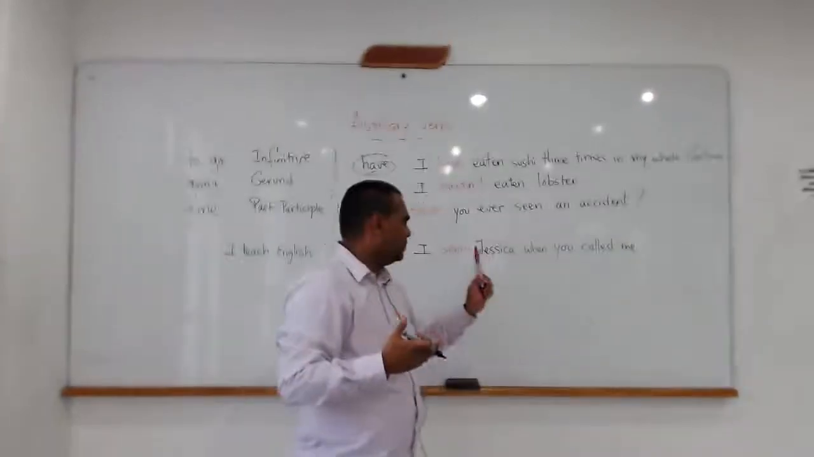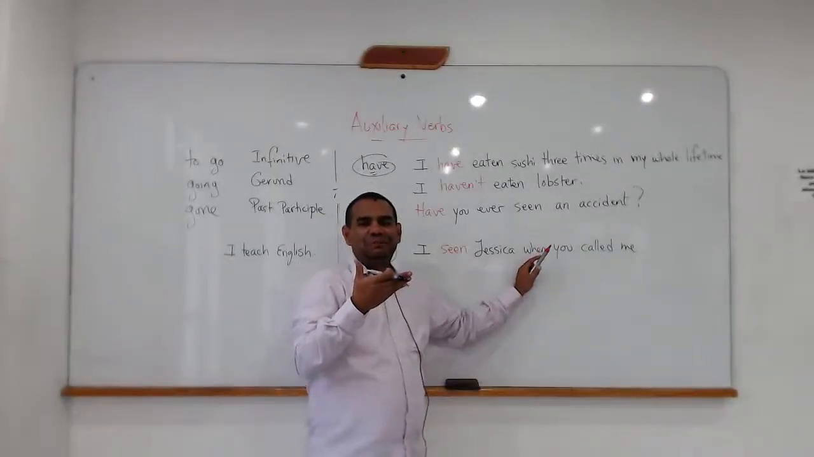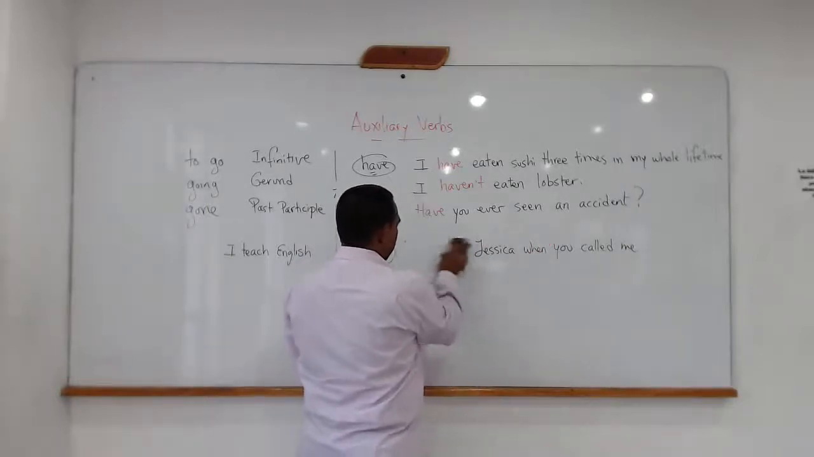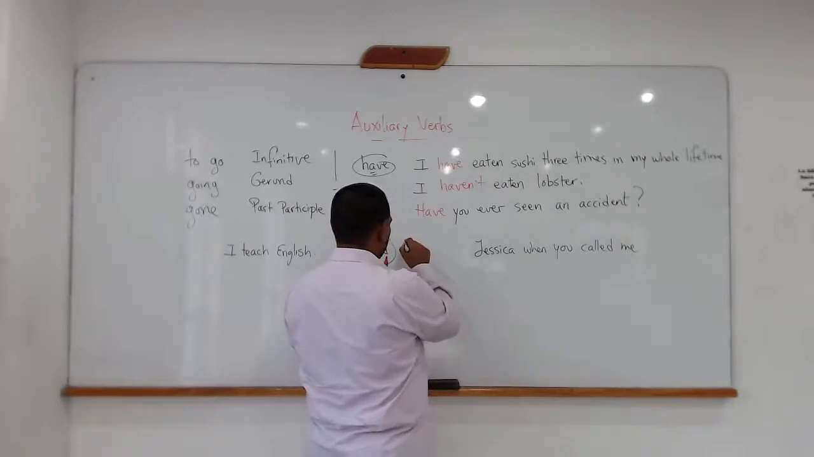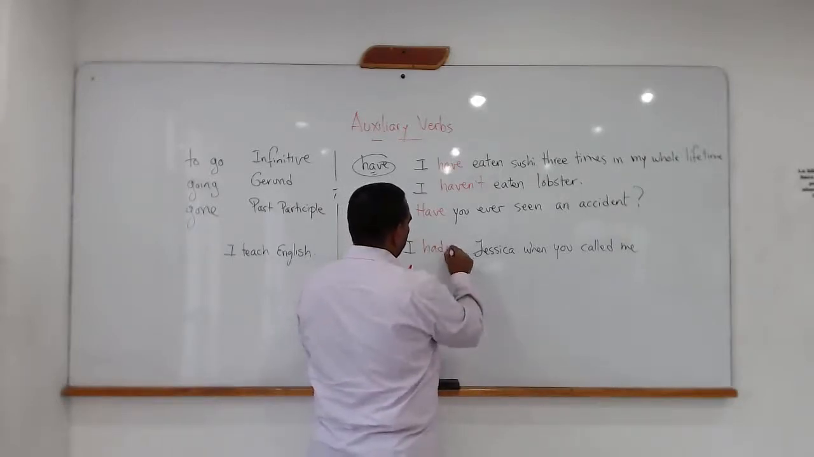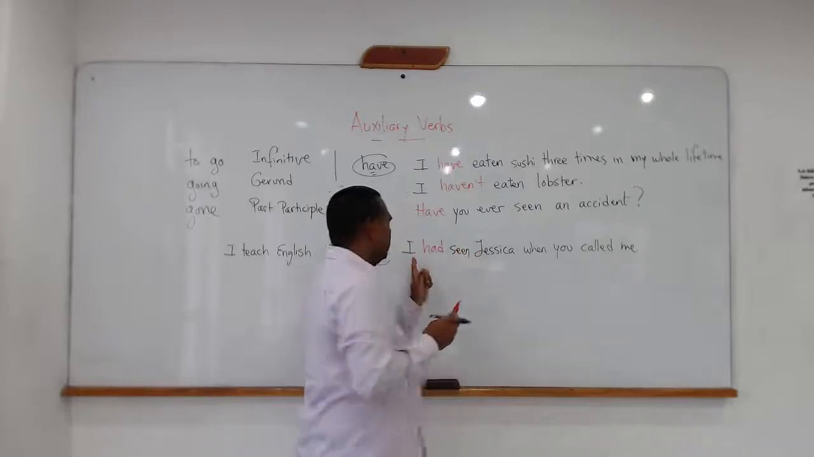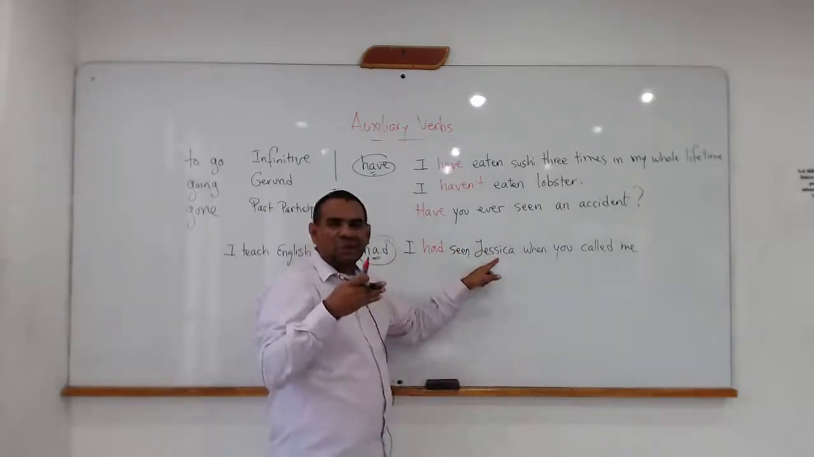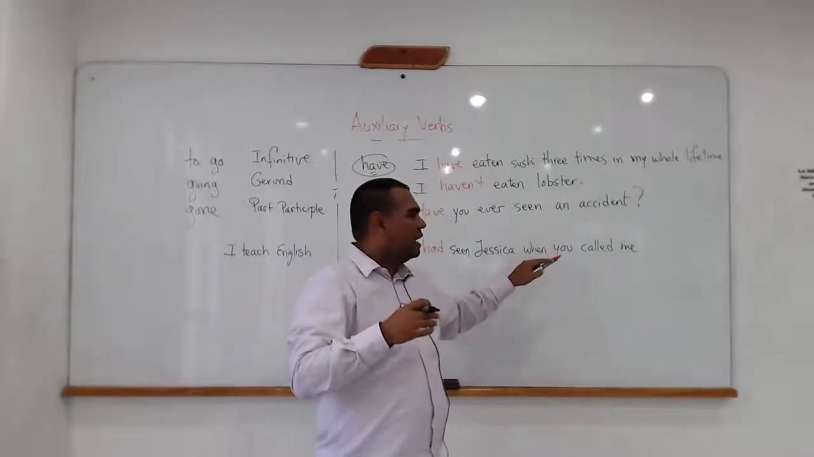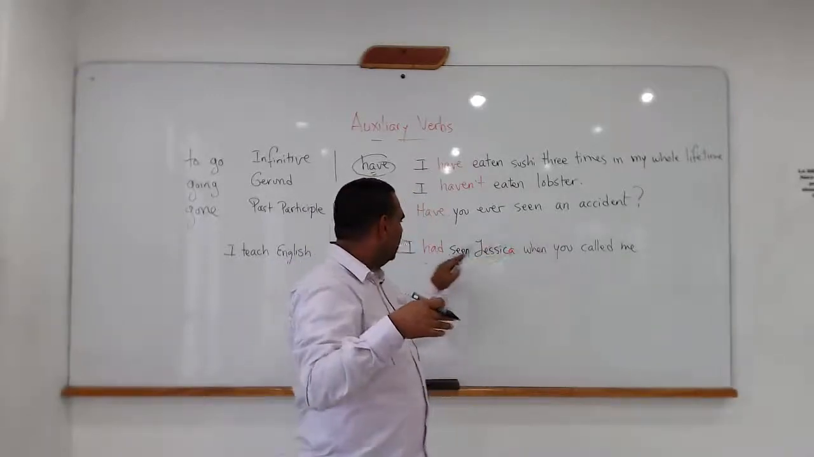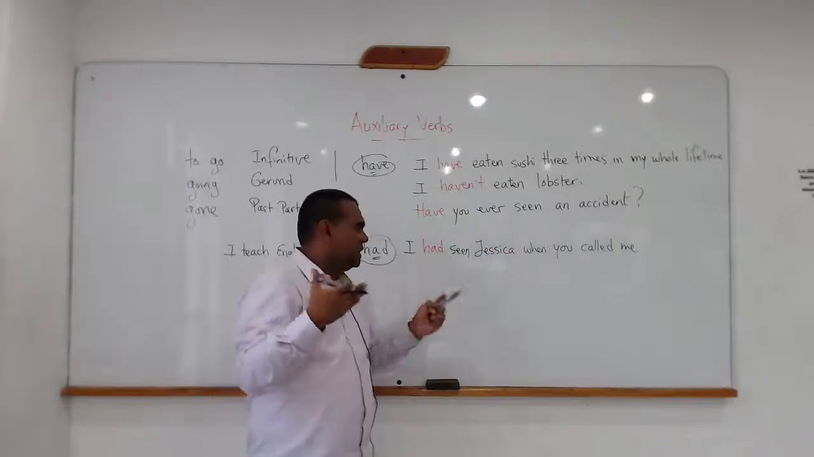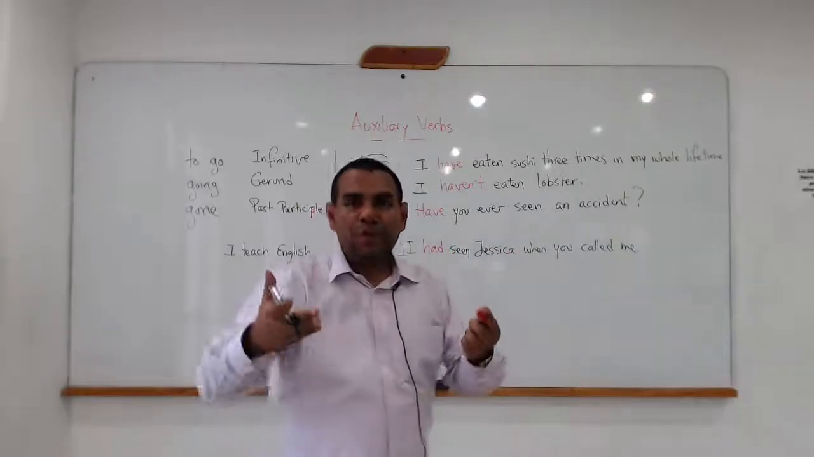This is the use of past perfect combined with simple past. I didn't write "I had." Excuse me one more time. I'm really sorry. I had seen Jessica, now it is. I had seen Jessica when you called me. So it means that before this action took place, another action had taken place in the past. I had seen Jessica when you called me.